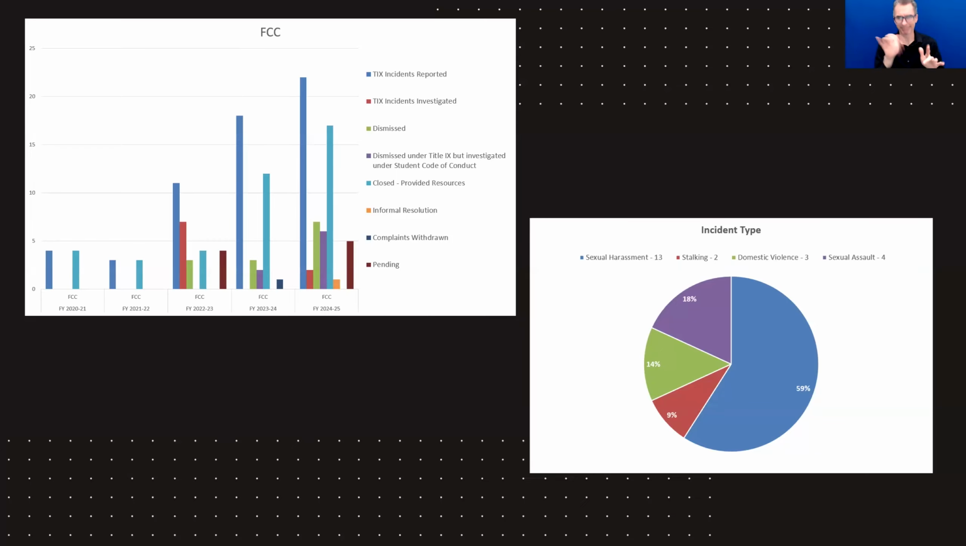District-wide, which is not listed here in the charts, we had about 47 employee Title IX reports that involved allegations of sexual harassment, sexual assault, fondling, discrimination based on sex, hostile work environment, and retaliation.